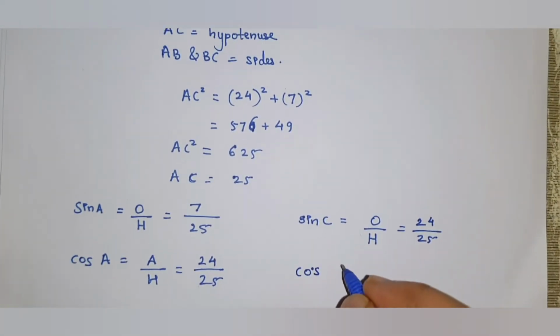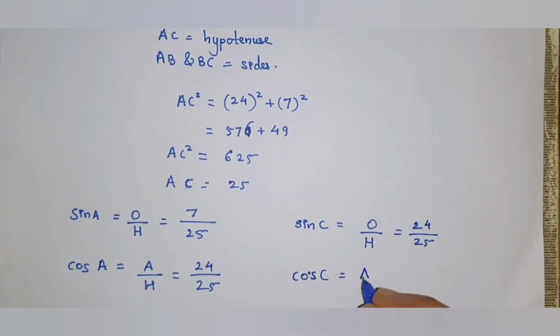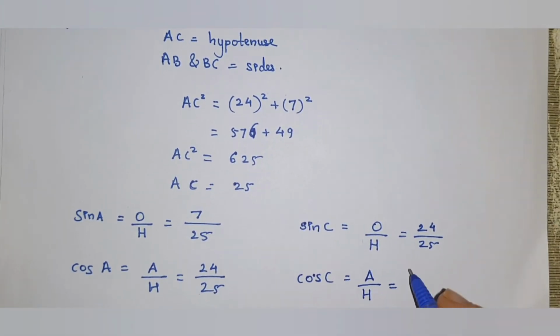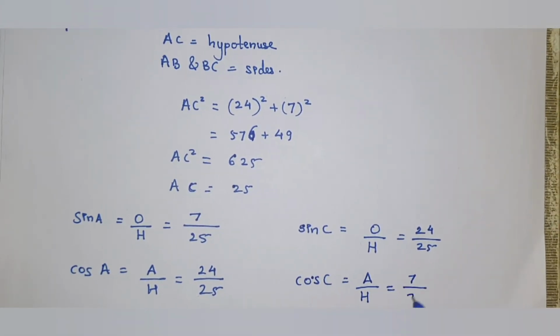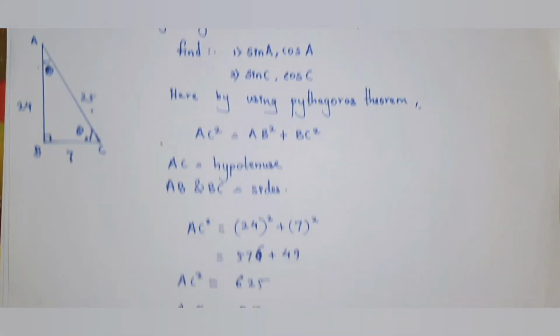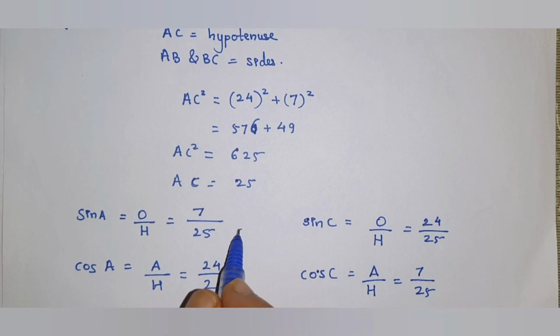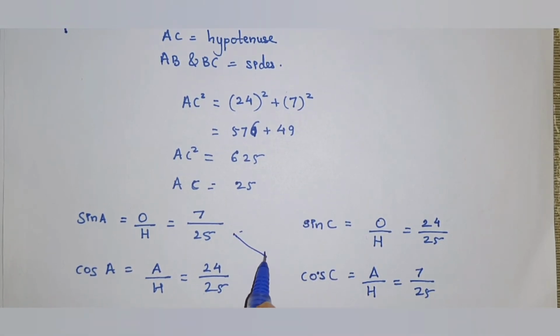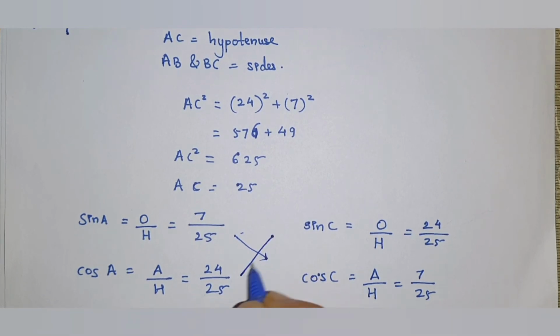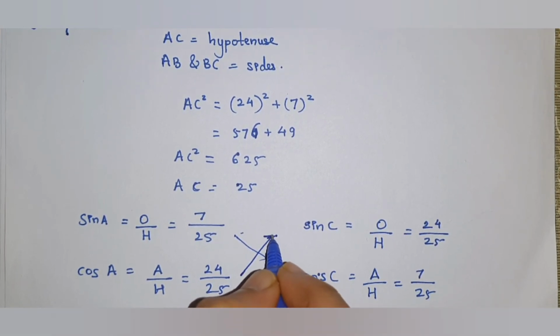Now cos of C will be equal to adjacent upon hypotenuse, and for this it will be 7 by 25. From the figure, angle C's adjacent side is BC, and it is equal to 7. Here the value of sin A and the value of cos C are equal, and the value of cos A and sin C are equal.